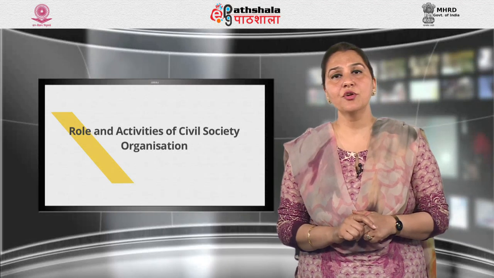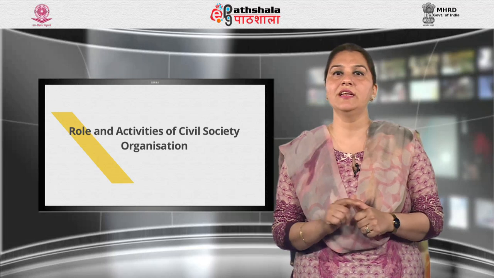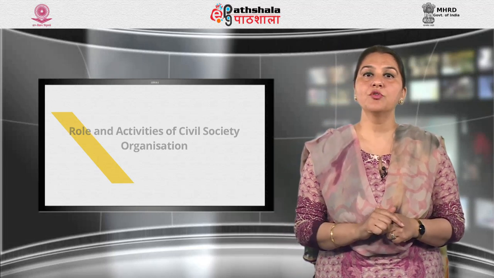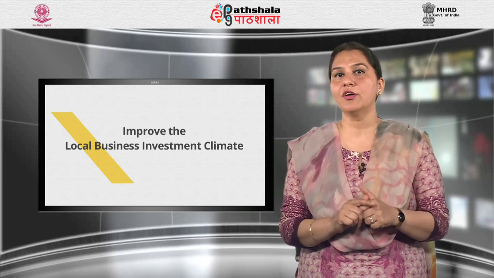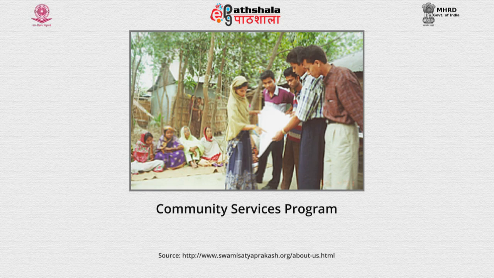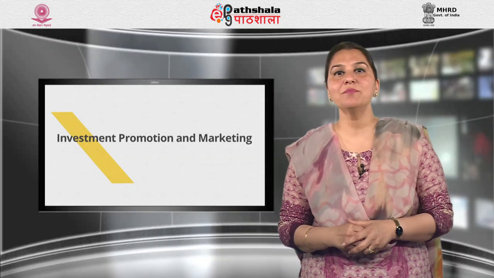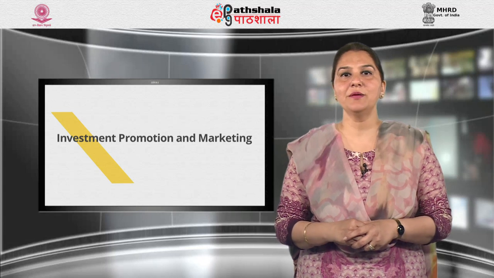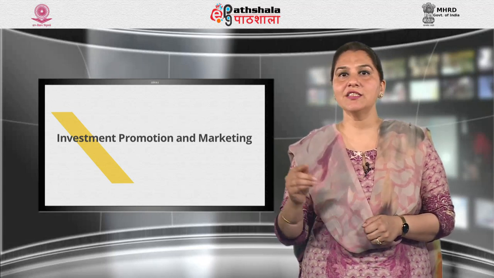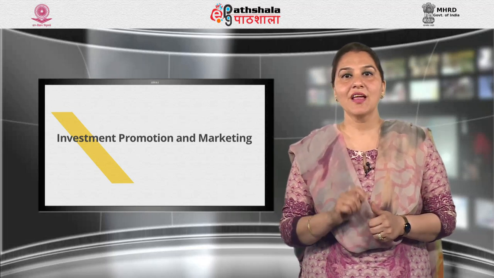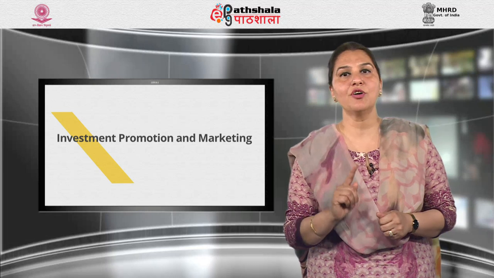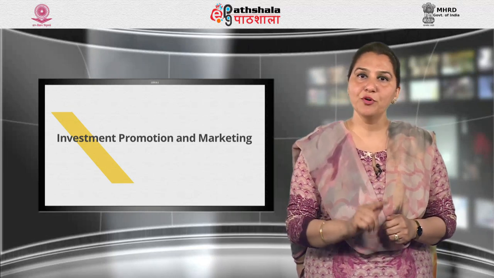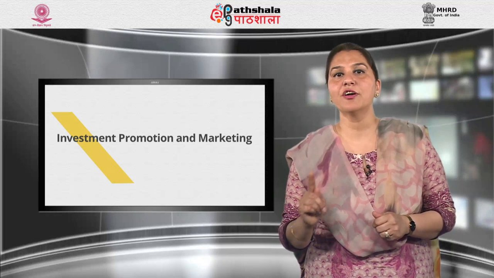Now we will discuss role and activities of civil society organization. First activity is to improve the local business investment climate. It can be improved through economic organization. There should be formation of improved policies for business and good governance. Second is investment promotion and marketing. Housing development program needs special attention. Encourage and expand alternative source of energy. Advocate for improved legislative and financial policies. Advocate for reduction of corruption and inefficiency. Improve information flow and networking for increased accountability.